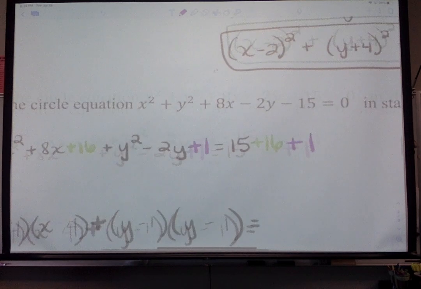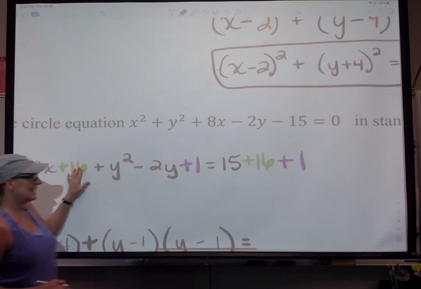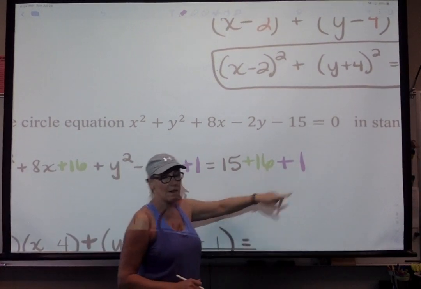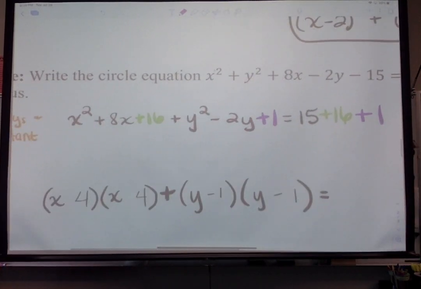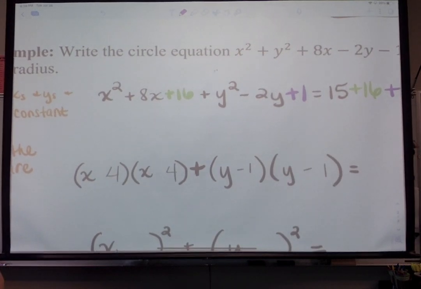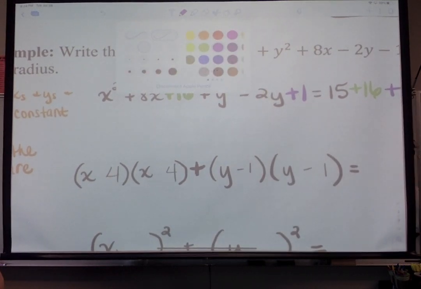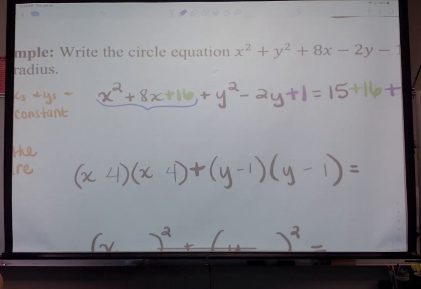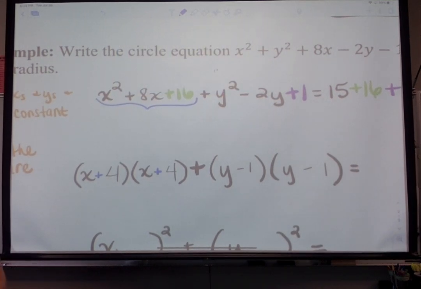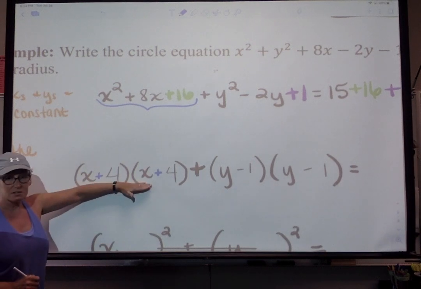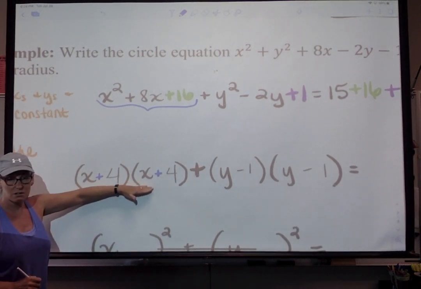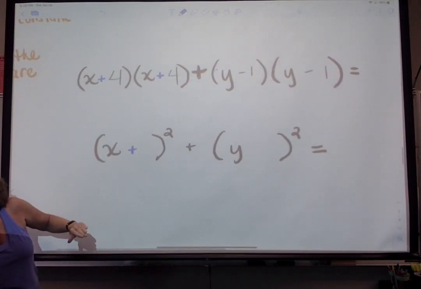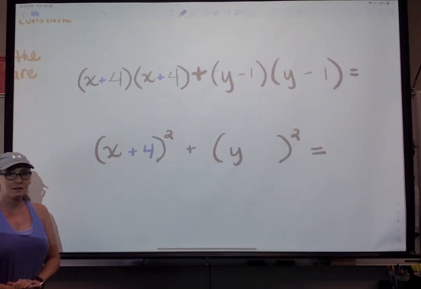Okay, so we added 16 here and there. We added 1 here and there. Now, I think my x's, if I just do a quick rewrite, I think these can be rewritten to this, which can be written like that.